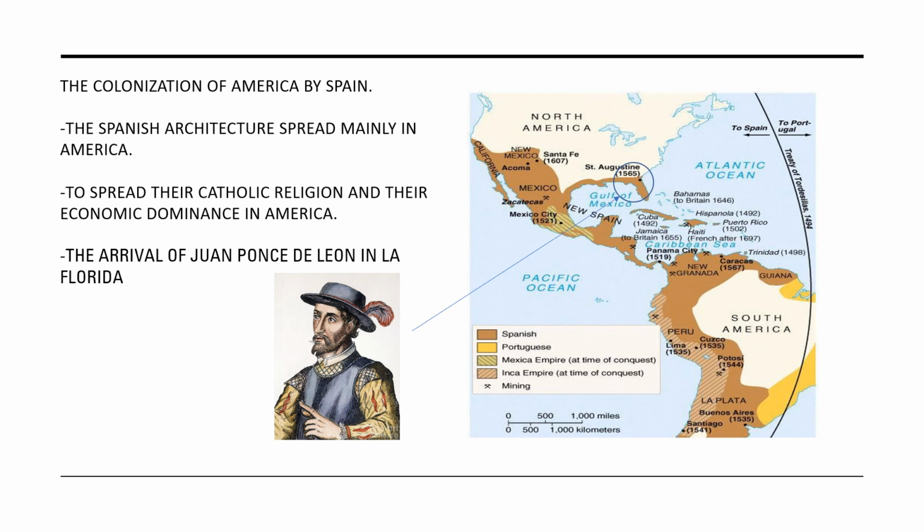The reason for Spain to extend its interest in colonizing America was because of having enjoyed many benefits that existed in the American colonies of Mexico and South America. The Spanish wanted to spread their Catholic religion and their economic dominance in America. The arrival of Juan Ponce de Leon in La Florida was the beginning of the colonization process.